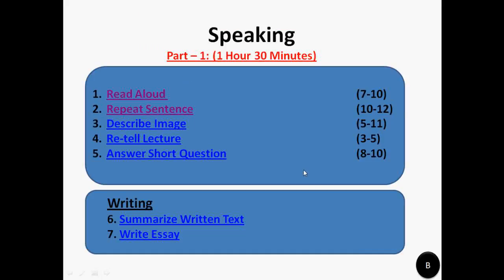So that's about the two main sections: read aloud and repeat sentence. You can get 10, maximum 12. If you're taking the maximum number of questions that can appear in the test, it will take up an additional 10 minutes of time in your final test. That will be around 3 hours, 10 minutes.